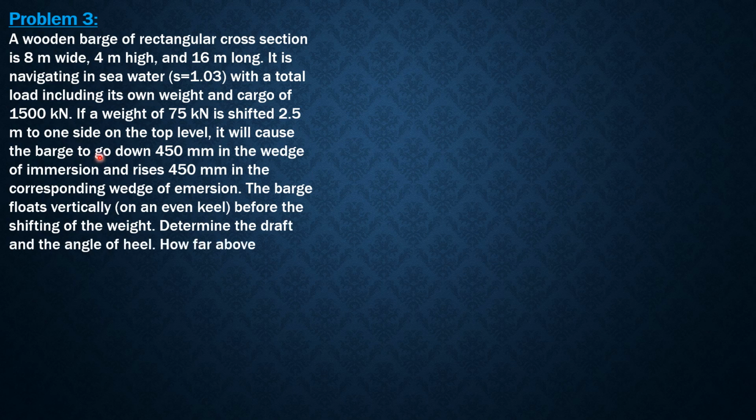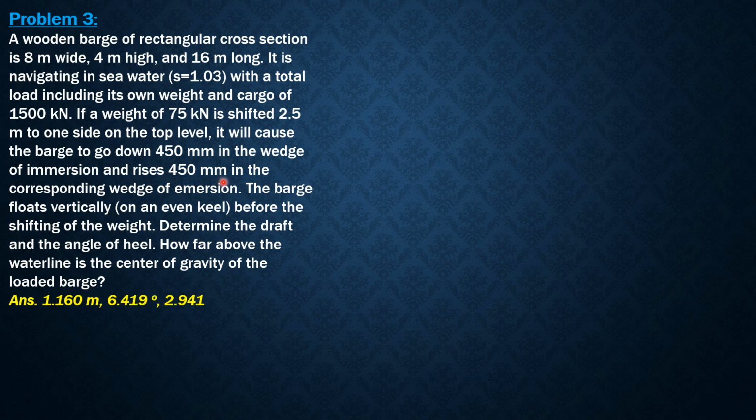will cause the barge to go down 450 mm in the wedge of immersion and rise 450 mm in the corresponding wedge of emersion. The barge floats vertically on an even keel before the shifting of the weight. So it is in the upright position before the shifting of the weight. Determine the draft and the angle of heel. Then how far above the waterline is the center of gravity of the loaded barge.